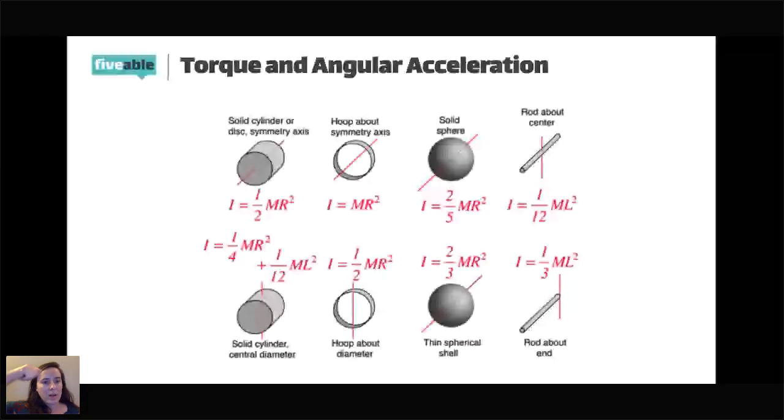The rod spinning about the center, so if you take your stick and you just pin it right through the middle, is 1/12 ml squared, where L is the entire length of the stick. And if you pin it at the end instead and then spin it, it's 1/3 ml squared.